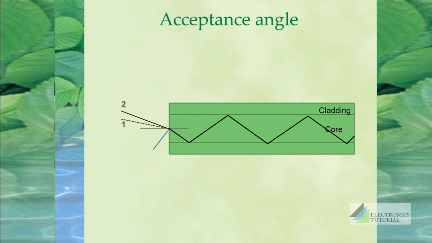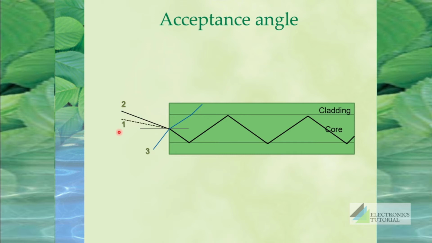Let's see what happens with a ray which hits the boundary with a greater angle. This ray hits the core-cladding interface at an angle less than the critical angle. Thus, total internal reflection will not be possible. It gets refracted into the cladding and will eventually be lost by radiation. It is evident that not all light that is launched into an optical fiber will be propagated through the fiber. Only rays with a sufficient angle at the core-cladding interface will be transmitted by total internal reflection.